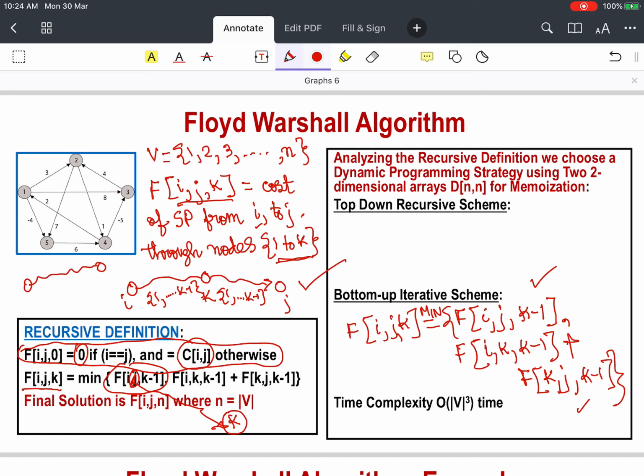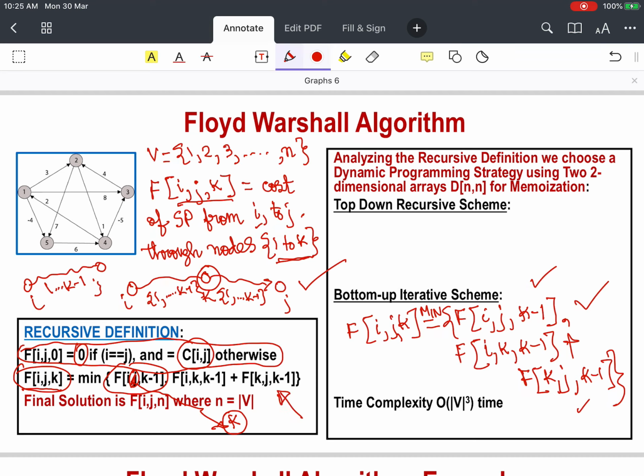So it has already found the shortest cost path from i to j through 1 to k minus 1, and now it finds the shortest cost path from i to j through k. Out of these two, whichever is the smaller is chosen as the shortest cost path from i to j through nodes 1 to k. A very unique algorithm.